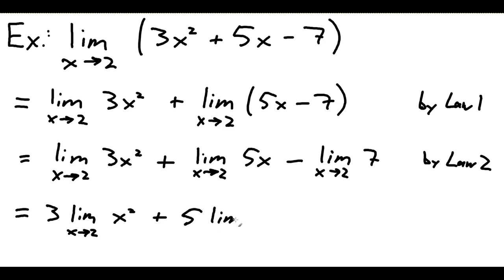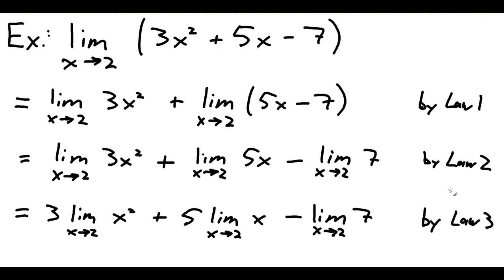Similarly, in the second term, we have that constant 5, so we can do the same. This last term I'll leave alone for now. We could simplify this, but I'd rather do those all in one go. This is by laws, sorry, this is just one law. We did one law twice. That was law 3.